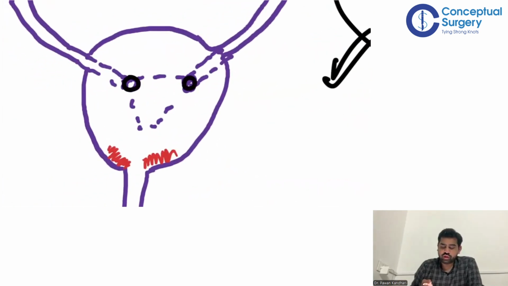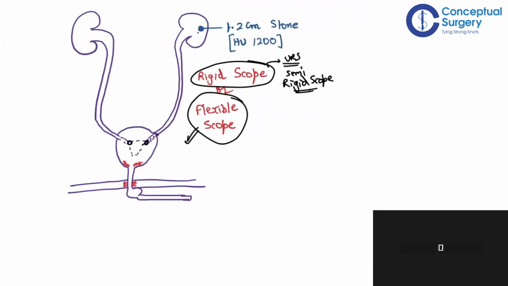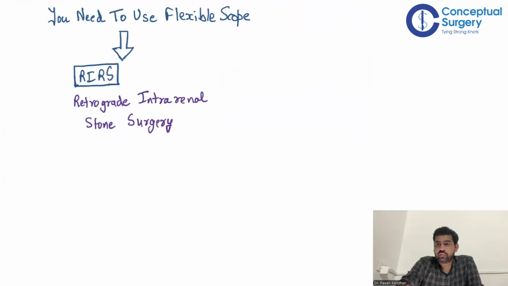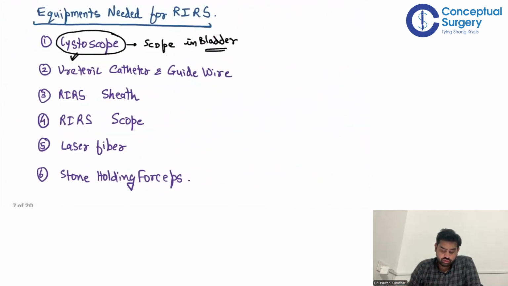Now, what you need to do is pass a guide wire through this cystoscope, and that guide wire is going to enter into this ureter, and it is going to go and enter inside the kidney. You understand my point? So it goes from the ureter into the kidney. Now, for that, you need a ureteric catheter and a guide wire.